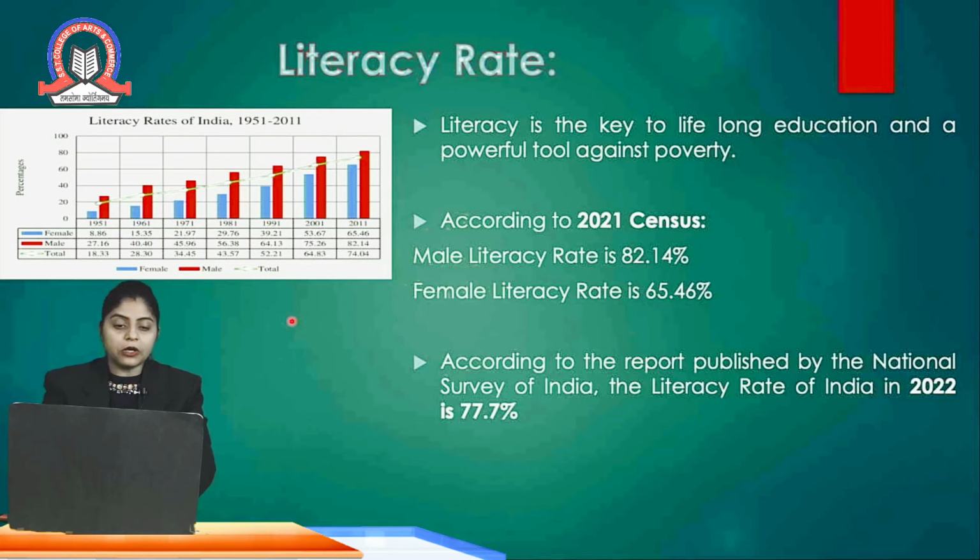If I talk about this chart, in 2011 we can see 65.46% female literacy rate and 82.14% male literacy rate, but the total percentage is 74.04. So in 2011 there was a 74.04% literacy rate. Currently, we can see 77.7. So from 74 to 77.7% we have reached. Year on year the literacy rate is increasing, which is a good sign for the Indian economy. So all these are the indicators which give the demographic features of India's population.